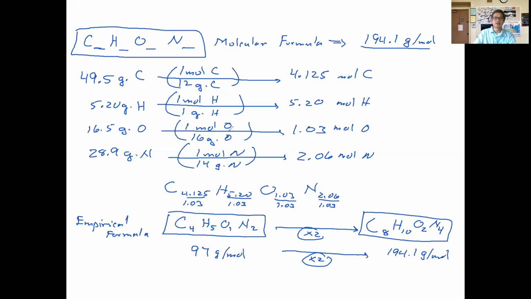That, folks, is our answer. So that'll be 8, that will be 10, that will be 2, and that will be 4. If you add up 8 carbons, 10 hydrogens, 2 oxygens, and 4 nitrogens, you will get a mass of 194.1.